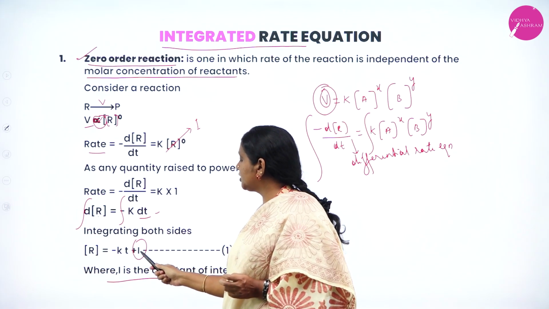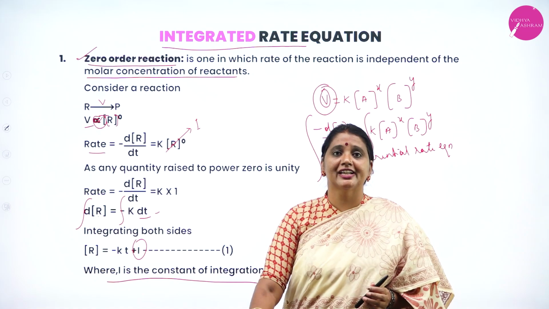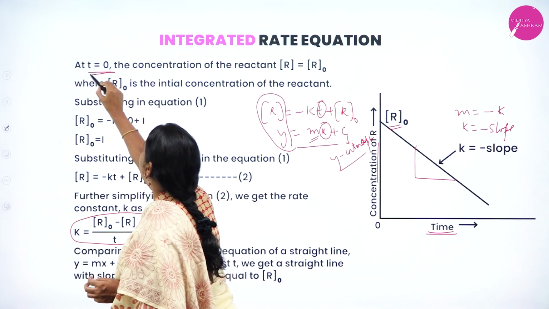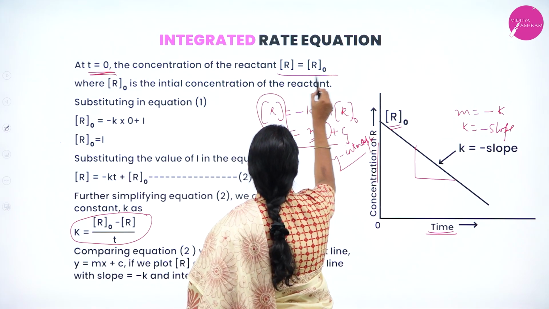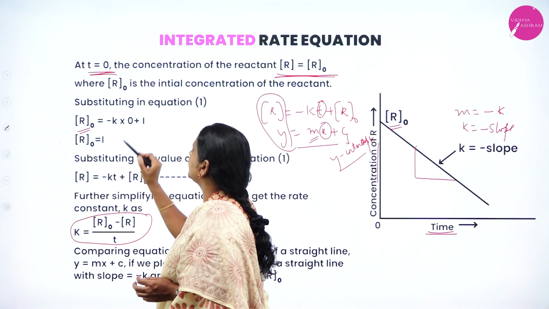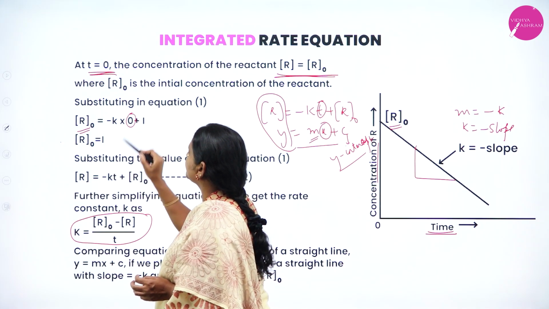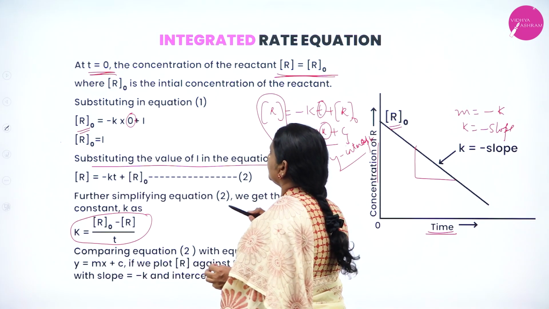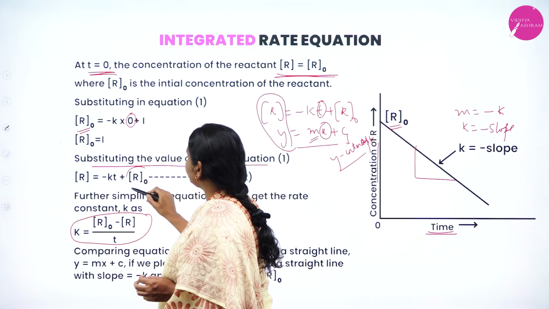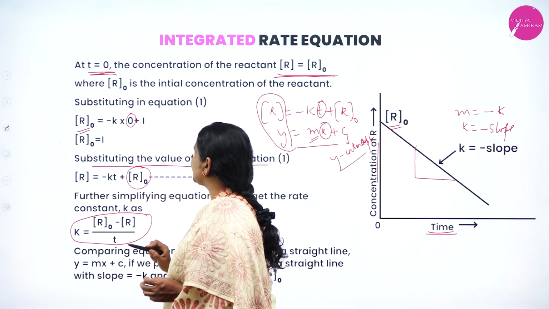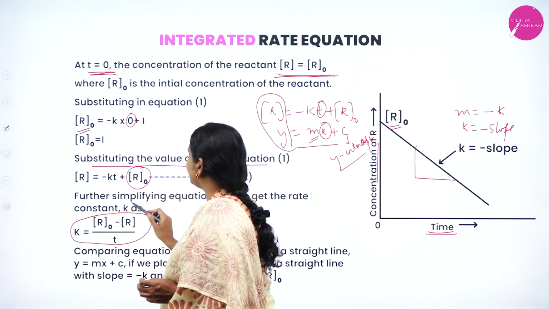After integration, you have to put I, that is called as what? Integration constant. When time is 0, the concentration of R becomes what? R naught. Wherever R is there, you put R naught. Wherever the time is there, you put 0. Therefore, R naught is equal to I. Substituting I value in equation 2, in place of I, we put R naught. Therefore, rearranging, we will get K is equal to R naught minus R divided by T.